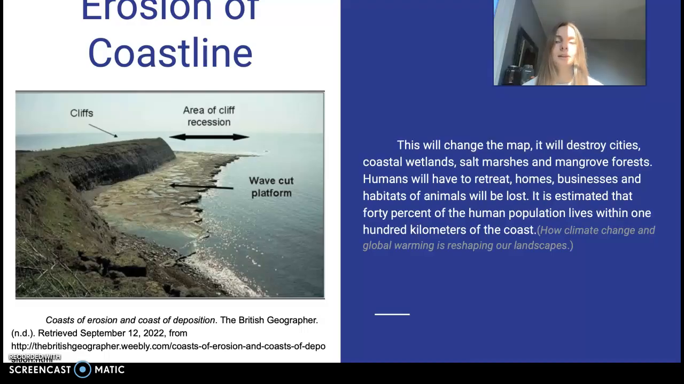As you can see on the left, the area of cliff recession is how much has been eroded from that cliff, which is now extremely narrow. This will change the map. It will destroy cities, coastal wetlands, salt marshes, and mangrove forests. Humans will have to retreat. Homes, businesses, and habitats of animals will be lost. It is estimated that 40% of the human population lives within only 100 kilometers of the coast.